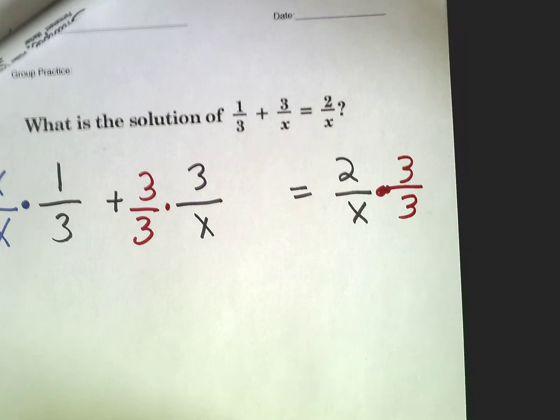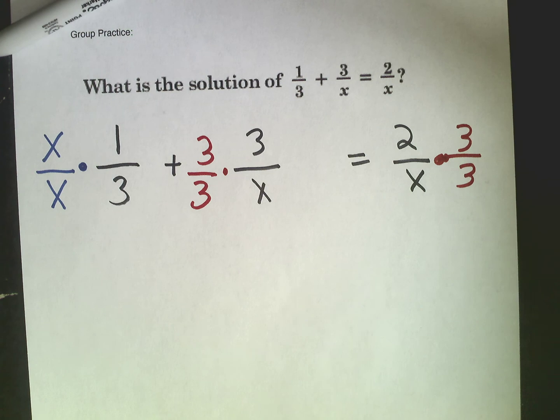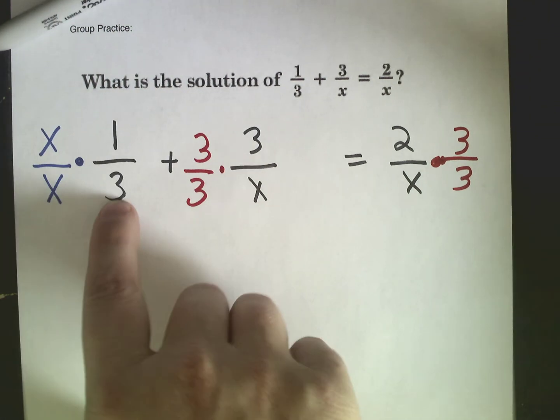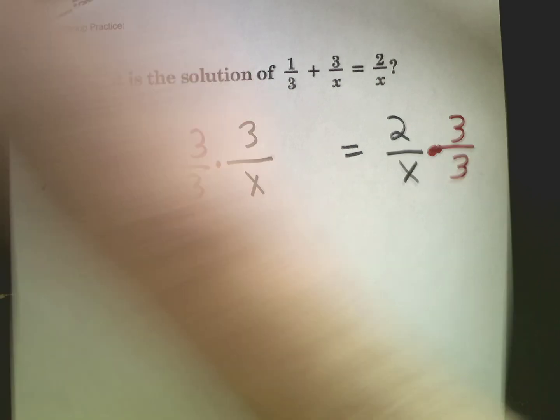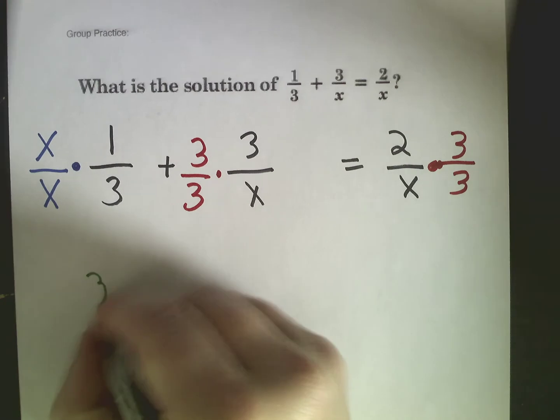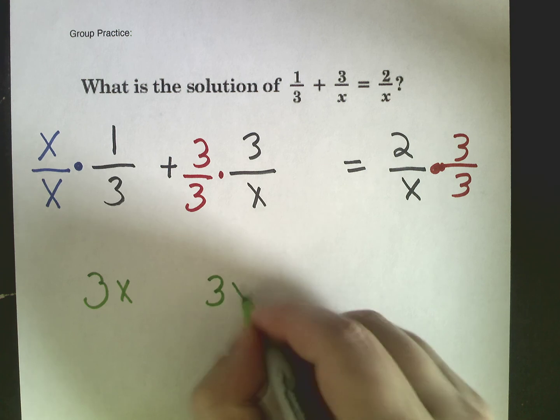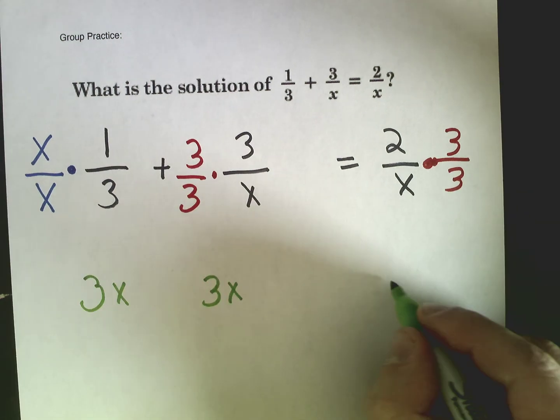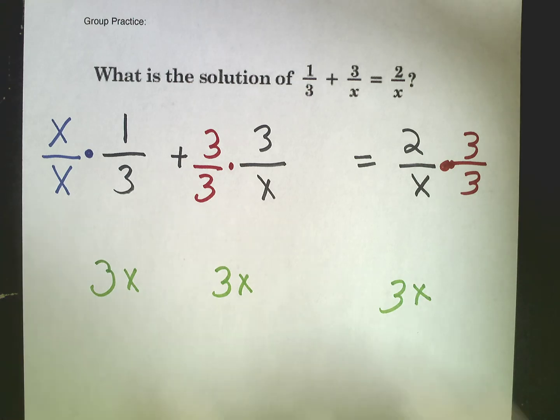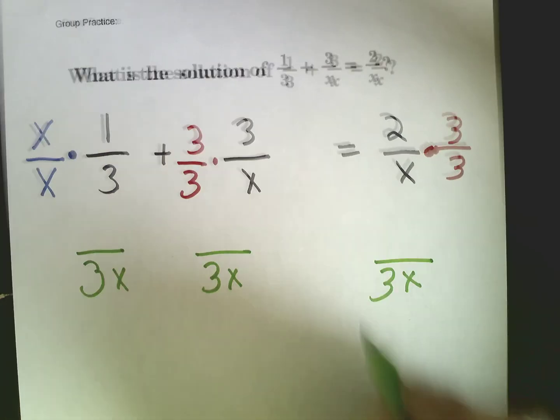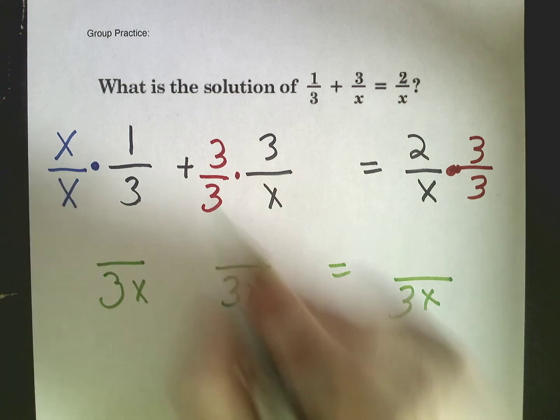Now, why did I do this? The exact reason is because I want to make all these denominators the same. 3 times x is what? 3x. 3 times x is 3x. 3 times x is 3x. Now look at that. All of a sudden, all of them have the right denominator. They're all 3x.